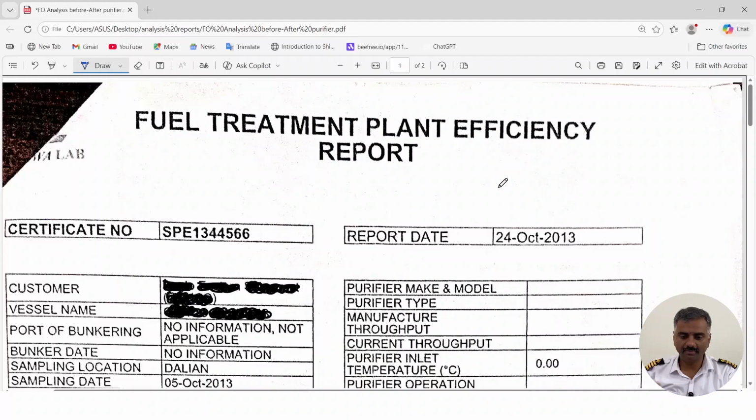So in the fuel treatment plant efficiency report, we will be seeing the efficiency of the purifier, how well your purifier is treating the oil before purifier and after purifier. Samples are drawn from the settling tank line before the purifier, and mind it, here I am telling you a very important piece of information. The sample has to be drawn before the recirculation line. There will be a sampling point, or it has to be drawn from the line before the recirculation.